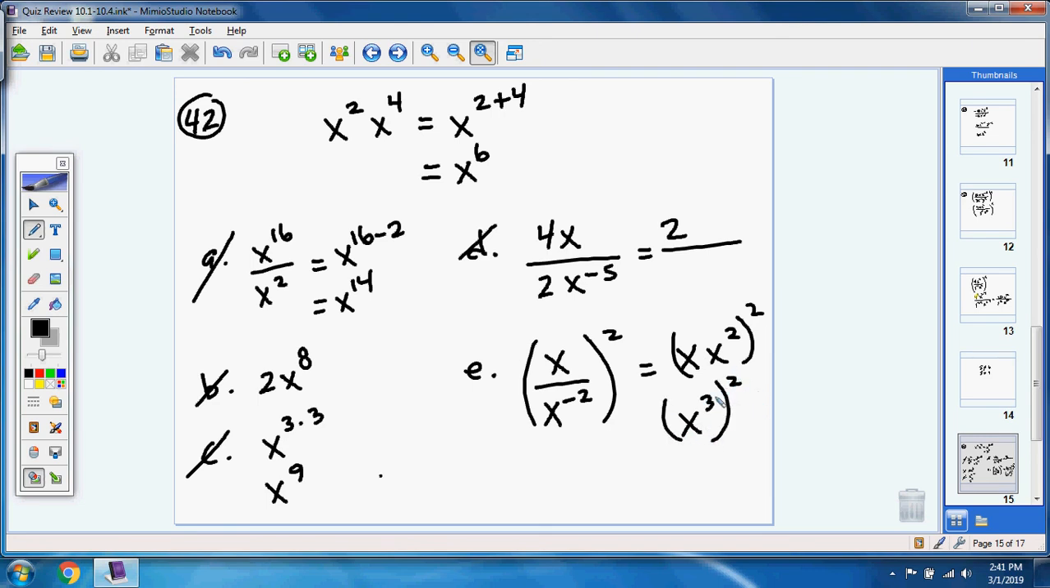Do you see it? Inside, outside means multiply. And 3 times 2 is x to the 6th power. I've got my first answer. Maybe there's another answer. Not guaranteed, but most likely it is.